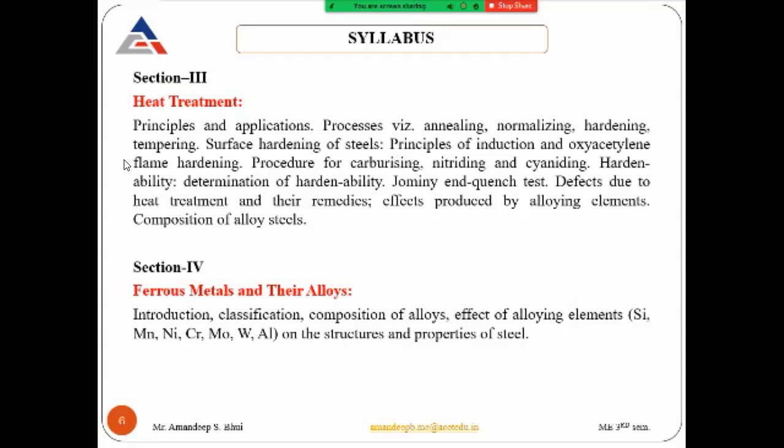Chapter number 4 is your ferrous metals and their alloys. Okay, so which are the ferrous metals? The ones which have iron in them. And their alloys. So we will be studying here about the different alloying elements like silicon, magnesium, nickel, chromium, molybdenum, tungsten, aluminium. If I add all these elements inside the iron, how do the structure and properties of the ferrous metals or steels change? Okay, so this is your chapter number 4.